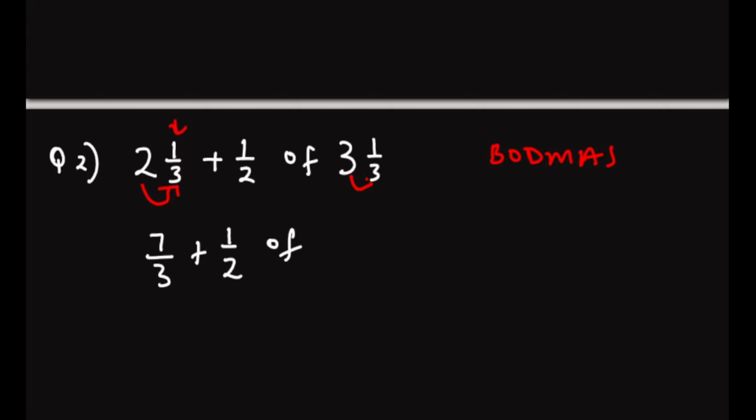This 3 multiplies this 3, giving us 9. Then we add the numerator here, plus 1. So 9 plus 1 gives us what? 10. So our answer is going to be 10 over 3.